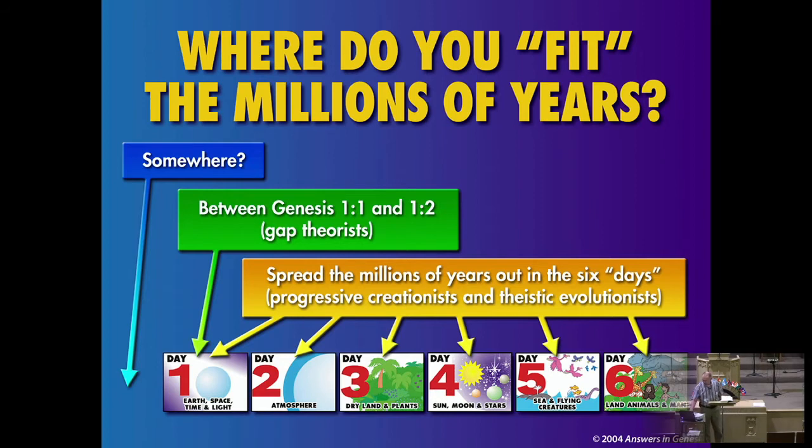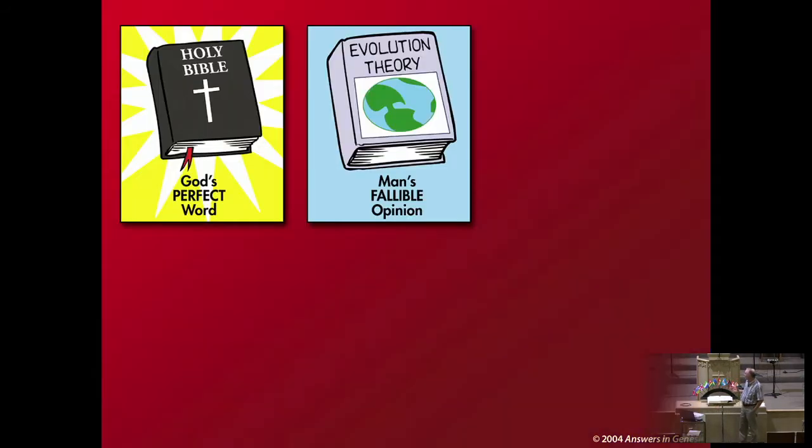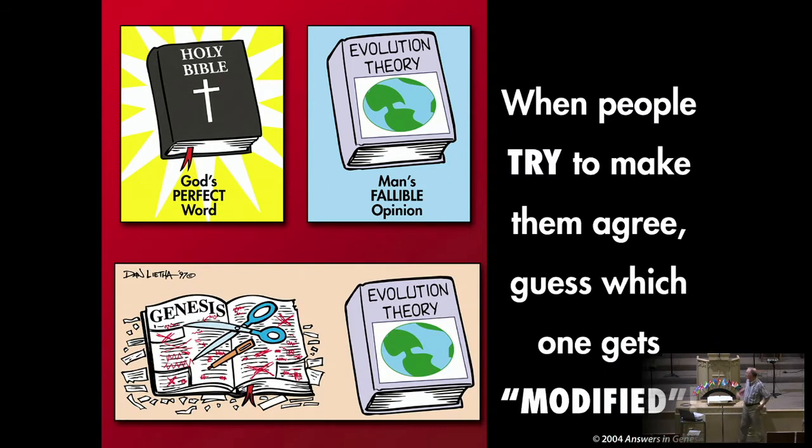And because Christians, evangelicals, started to do that, you have the Bible, God's perfect word, the author who inspired it, and you have man's fallible opinion. Fallible means not trustworthy. And when people try to make them agree, man's theories and the Bible, they try to fit the secular explanation and make it fit in the Bible. Guess which one gets modified? The Bible does, right? The Bible gets destroyed.